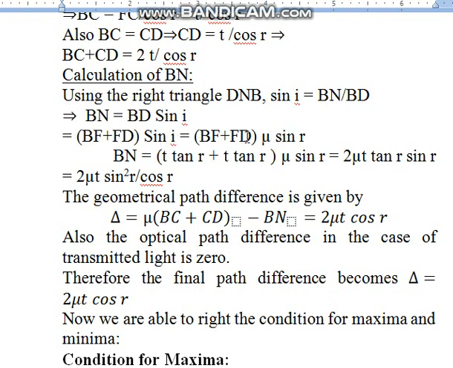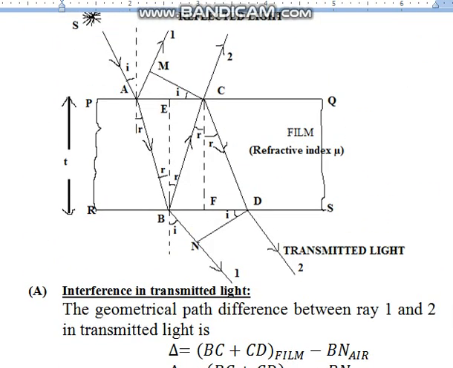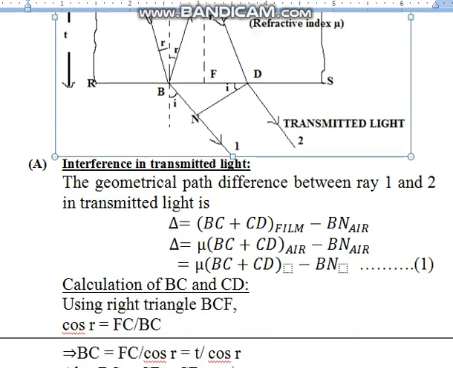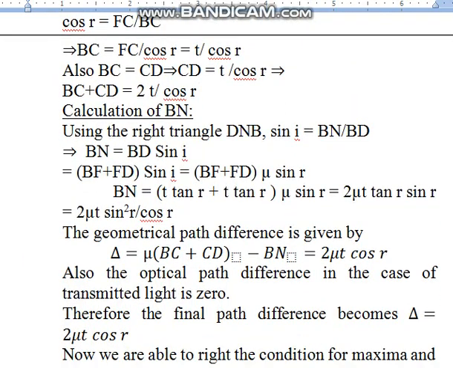For BF plus FD, you can apply the tan formula in this triangle. Then after the tan formula, BF is equal to FD, so BF comes to be T tan R. BF is equal to T tan R, FD is equal to T tan R, and sin I is mu sin R. So the final answer is twice mu T tan R sin R. Now you can apply tan R equal to sin R upon cos R. So the answer is twice mu T sin square R upon cos R.